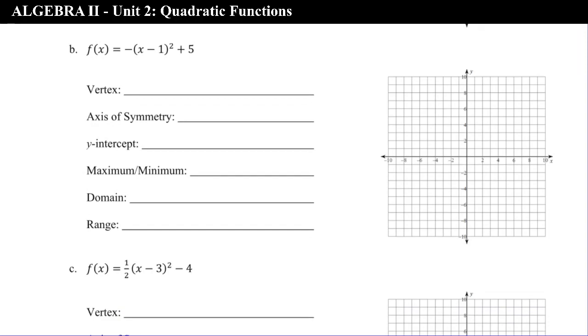So in this one, our vertex would be at positive 1, because we are following the negative sign here. Positive 1, positive 5, that's our k on the outside. Our axis of symmetry is at x equals 1, which is simply our x value of our vertex. The y-intercept, if we put in 0 for x, we get negative 1 squared, which is 1, but you have this minus sign out in front of it, so you end up with negative 1 plus 5 gives you 4.